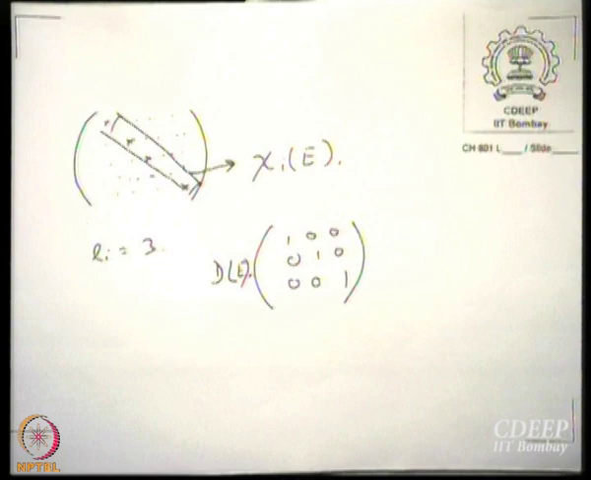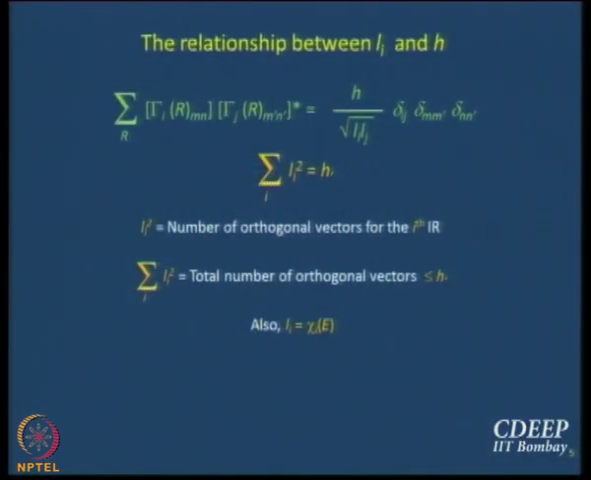So, if Li is equal to chi I E, then what can I write? If Li equal to chi I E, and you already know this relationship, sum over I Li square equal to H, I just substitute there and this is what I will write, very simple, right: sum over I chi I E square equal to H, fine. So, that is our working relationship number 1.